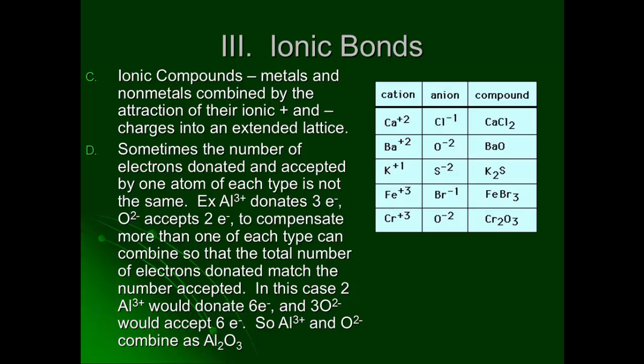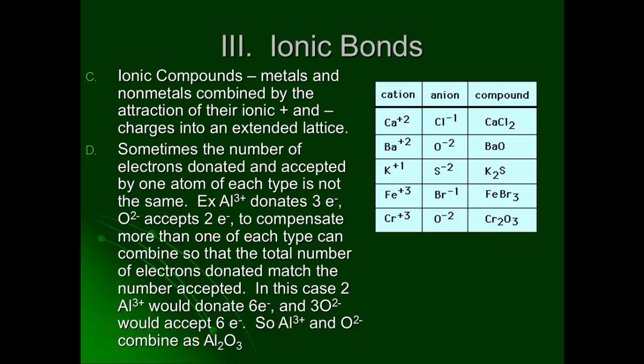Iron actually comes with a couple of charges, but there is one way that it comes with 3. And bromine comes as 1 minus. Your transition metals sometimes have multiple possibilities. Bromine is in group 17, so it's going to only want 1. And so it will take 3 bromines to combine with 1 iron. And you get iron(III) bromide, with the iron taking 3 bromines in order to actually get rid of all of its electrons.